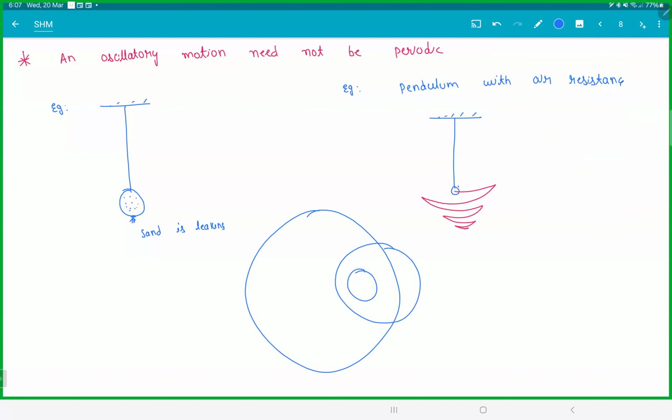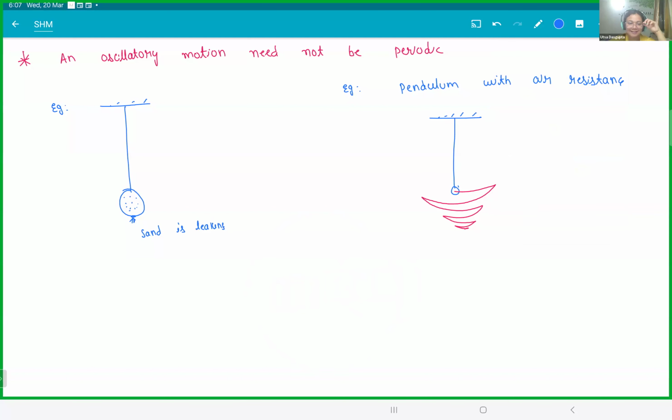All SHMs are oscillatory. Valid only for realistic cases. What do you mean by realistic cases? Sir, Physics is realistic. No, sir, I meant air resistance and all. We will not do such kind of problems in 11th and 12th, but hey. Okay.